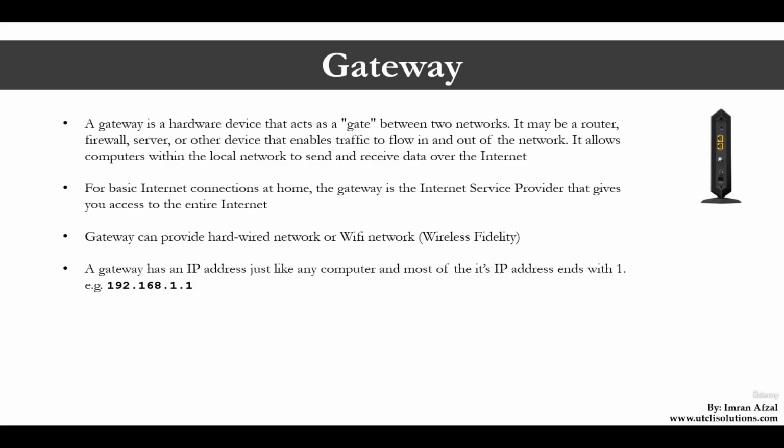All right. A gateway has an IP address just like any computer, and most of the time its IP address ends with 1. So any gateway that you're dealing with will usually have an IP address ending in 1. For example, 192.168.1.1. And all the other devices connected to the network or going through that gateway will have corresponding IPs. A home ISP gateway serves the DHCP server purposes as well, to lease out IP addresses to requesting devices.